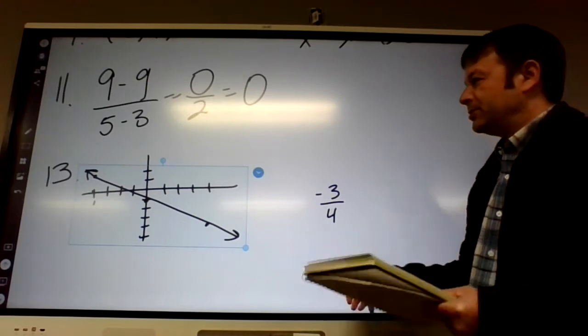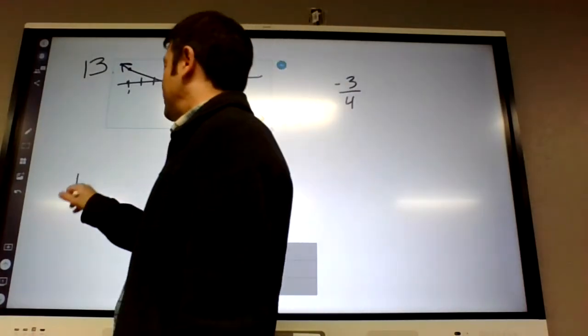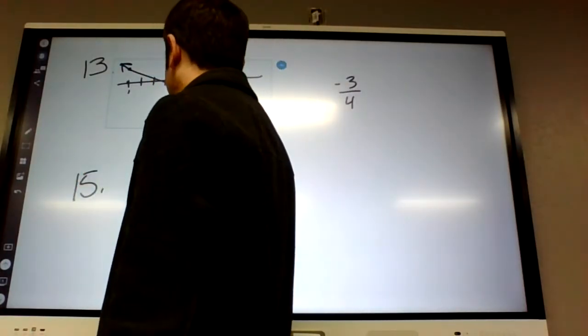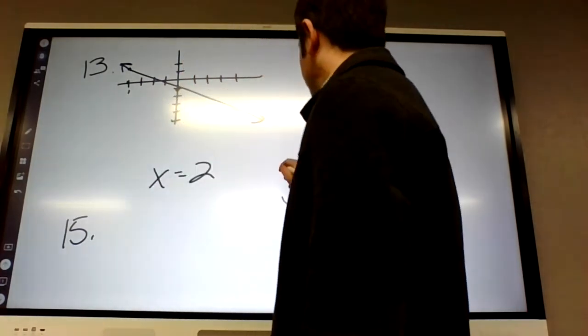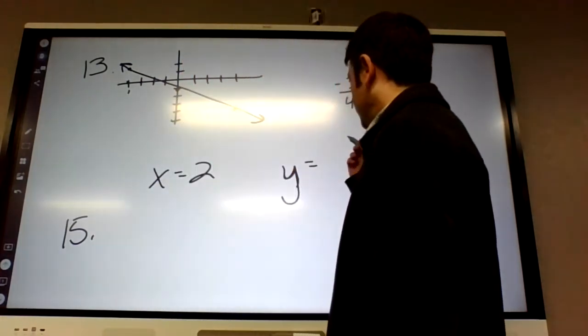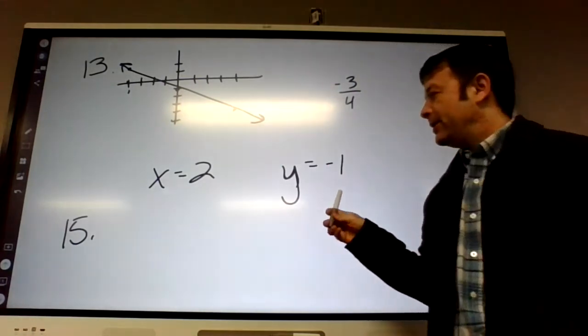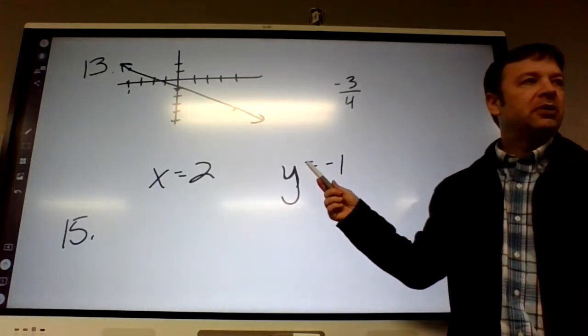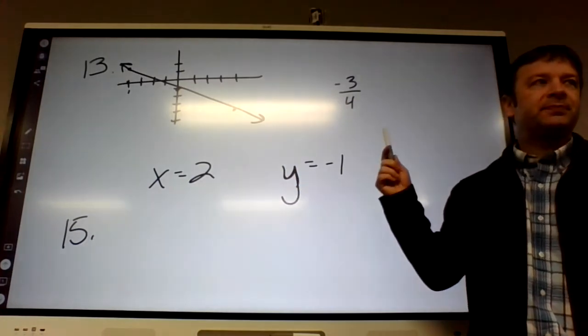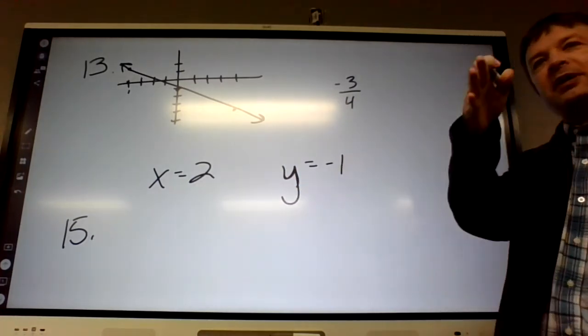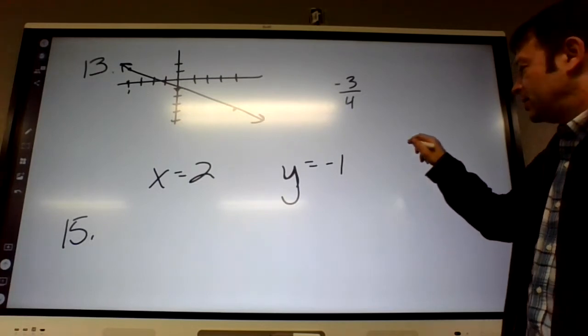The tricky ones are when it just says x equals or y equals. Let's talk about that for a second. If it just says x equals 2 or y equals negative 1, how do we graph y equals negative 1? It's negative 1 on the y-axis, okay.